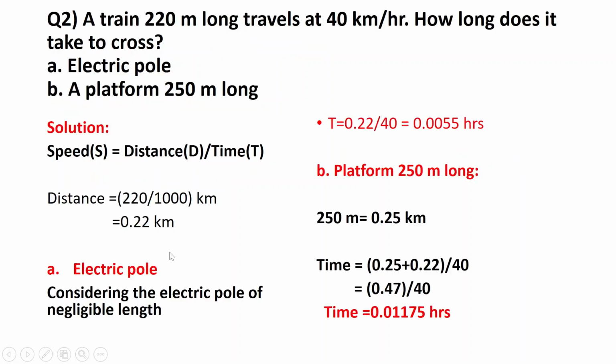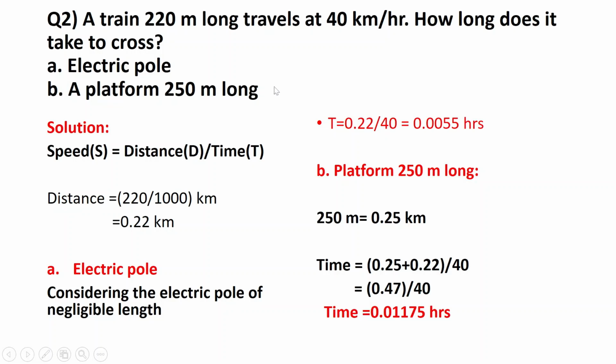Now, when it has to cross an electric pole, the electric pole has negligible length, so I can directly consider the formula t is equal to distance by speed. Distance is 0.22 kilometer and speed is 40, which gives 0.0055 hours.